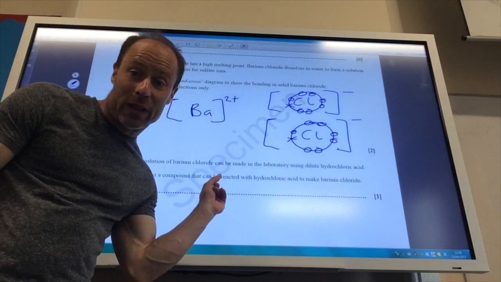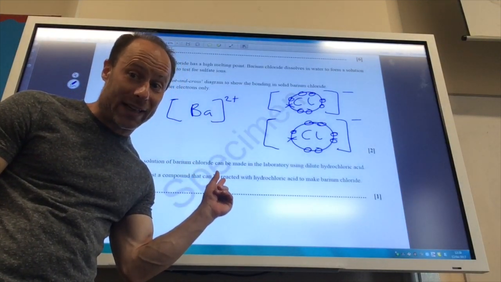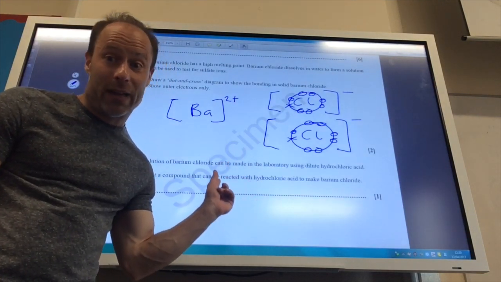Note, it's got to be a compound that reacted, so don't put barium, although barium would react with hydrochloric acid quite violently to produce barium chloride, it wants a compound, so don't put barium.